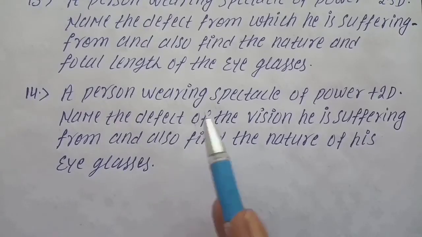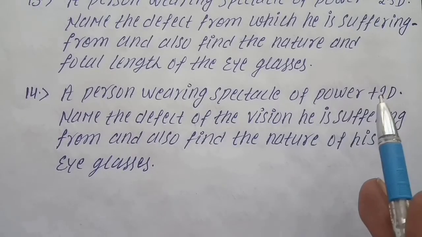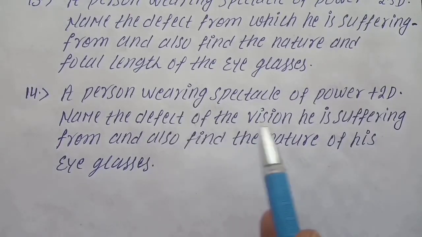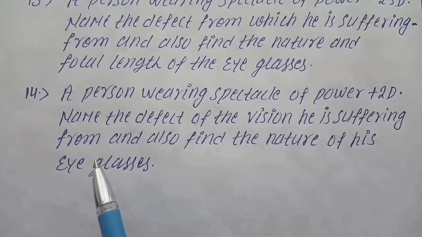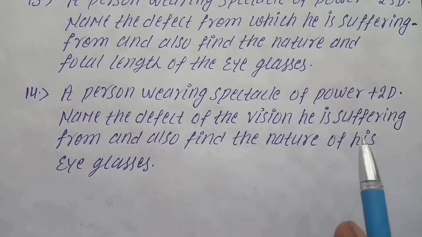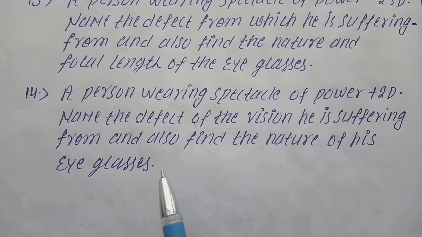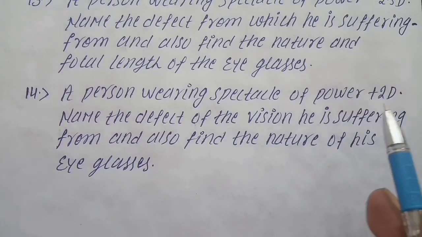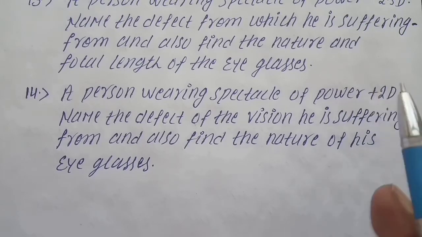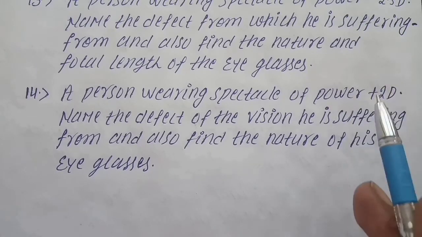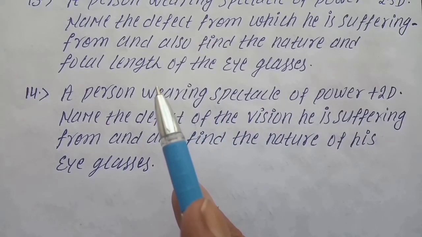A person wearing spectacle of power plus 2D. Name the defect of vision he is suffering from, and also find nature of his eyeglasses. Since the power is positive, then it will indicate convex lens, and if lens is convex, then defect is hypermetropia.